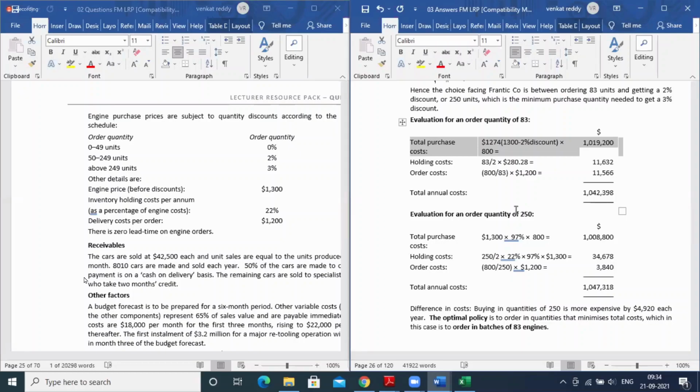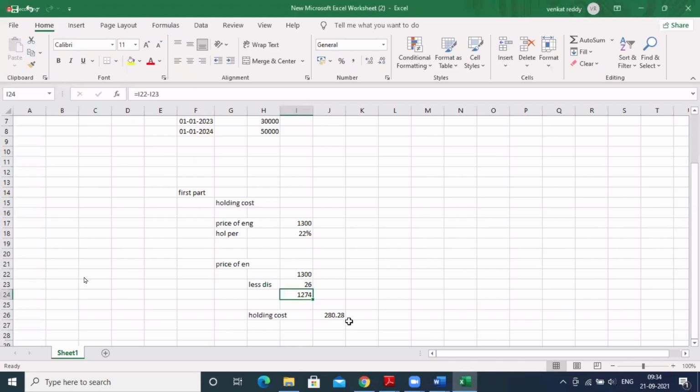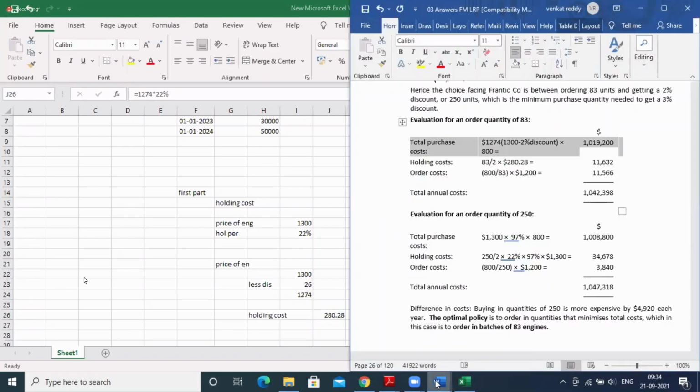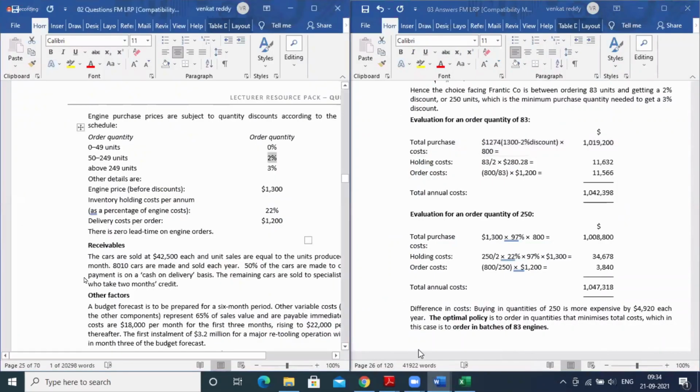If you are finding difficulty, the simple formula is EOQ divided by 2 into the holding cost. We got a holding cost of 280.28. You can see that. So 280.28 into EOQ divided by 2, 83 divided by 2. So the total holding cost will be 11,632.